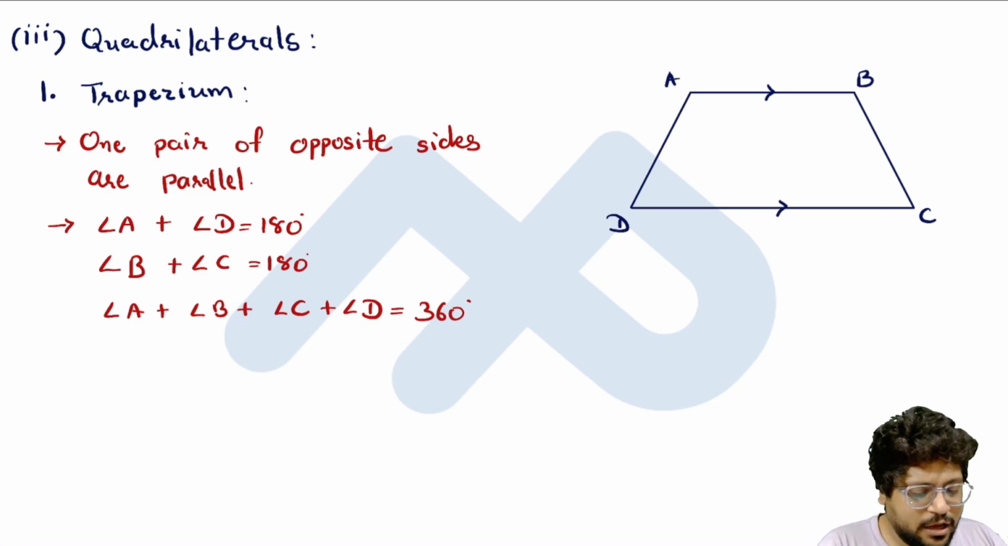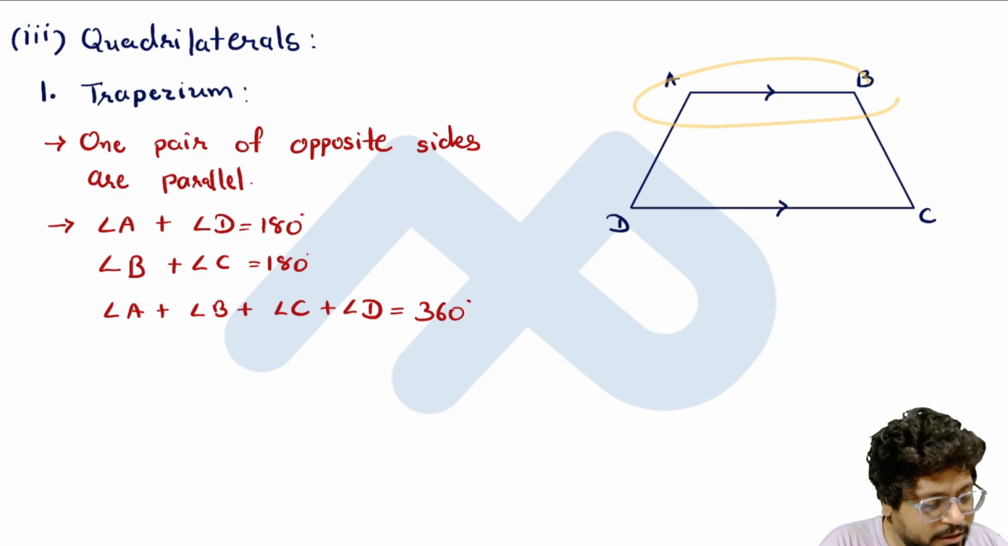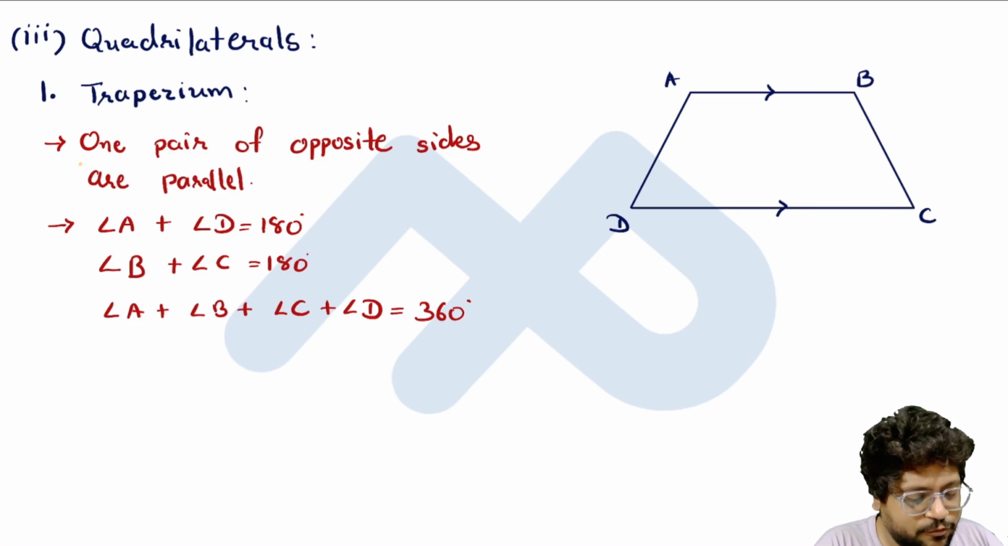So let's start. This is the first quadrilateral which we are talking about, and that is the trapezium. Trapezium has one pair of opposite sides which is parallel. You can see here this AB and CD, they both are parallel to each other, right? So AB and CD are parallel to each other. So here I have written that one pair of opposite sides are parallel. Clear?